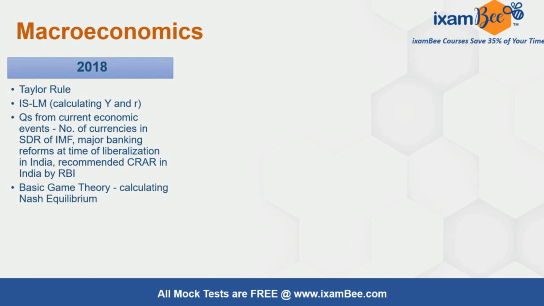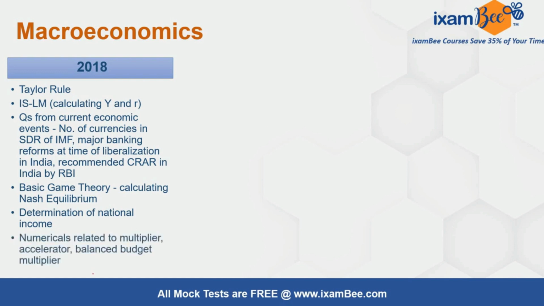There were questions on the Nash equilibrium, basic game theory, and determination of national income. This is also a recurring topic every year, a numerical based on national income accounting, and then numericals related to multiplier, accelerator, and balanced budget.